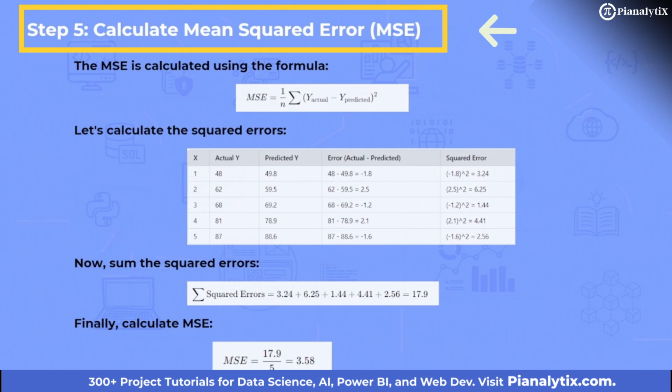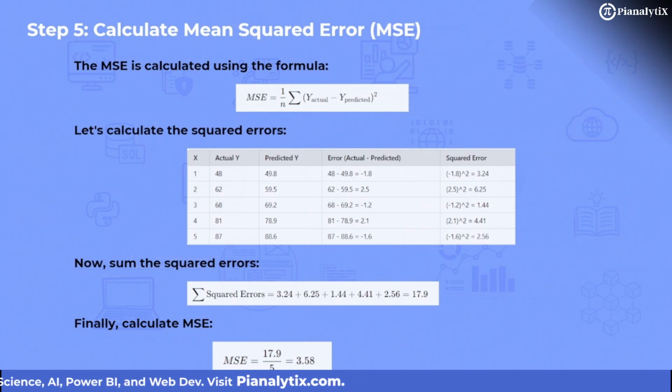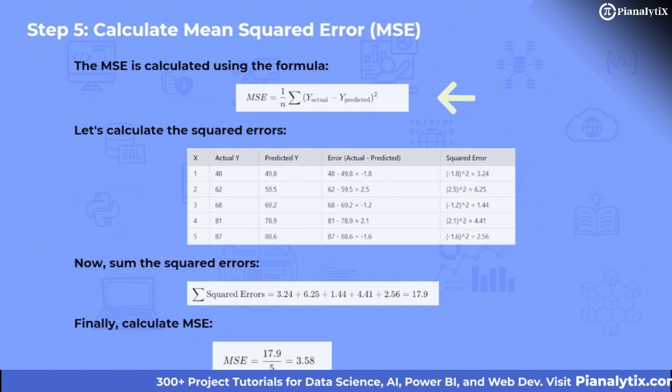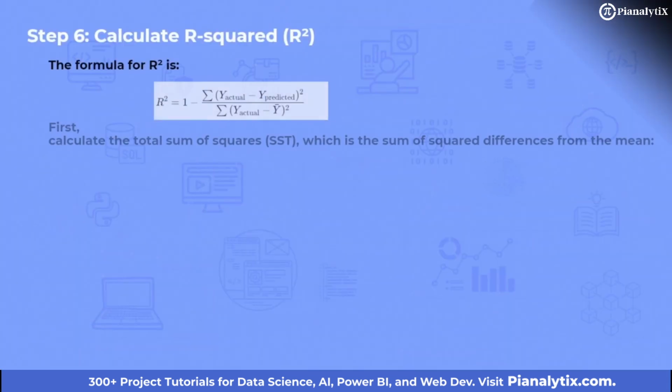We are minimizing something called mean squared error, which is the average of all squared errors. We continue this process for multiple iterations until the error is minimized. Here we use the formula of mean squared error as 1/n times the summation of (actual y value minus predicted y value) whole squared. We get mean squared error as 3.58.